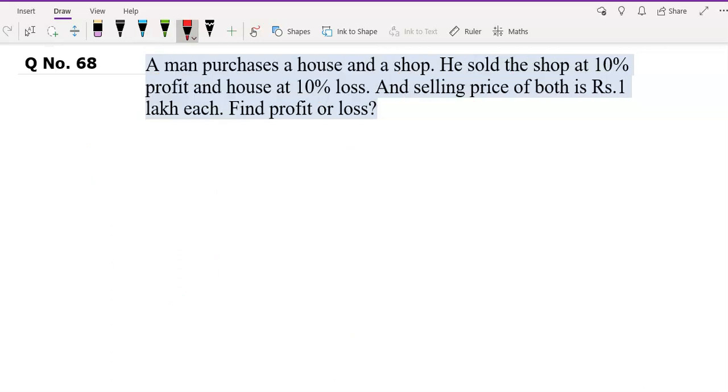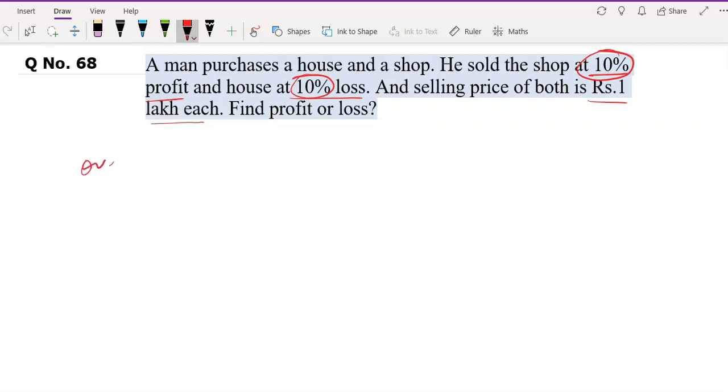Question number 68. A man purchases a house and a shop. He sold the shop at 10% profit and the house at 10% loss, and the selling price of both is rupees 1 lakh each. Find profit or loss. In this question the selling price is the same, rupees 1 lakh each, and the profit and loss percent is also the same, 10%. So there will be a loss.